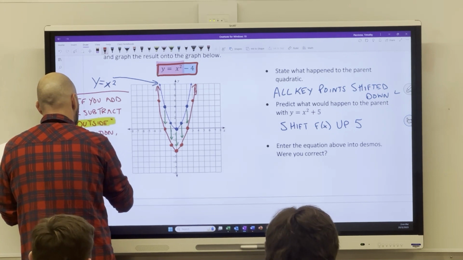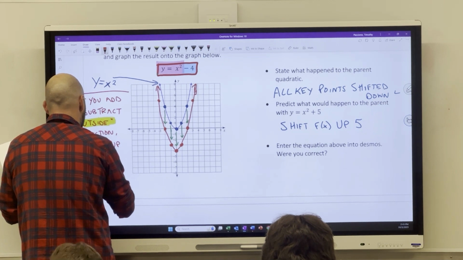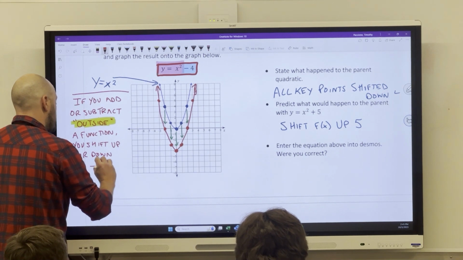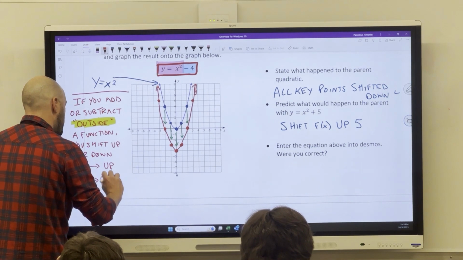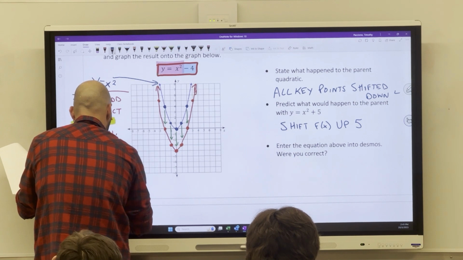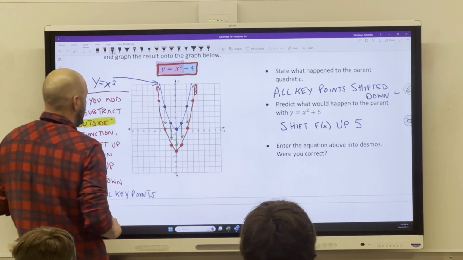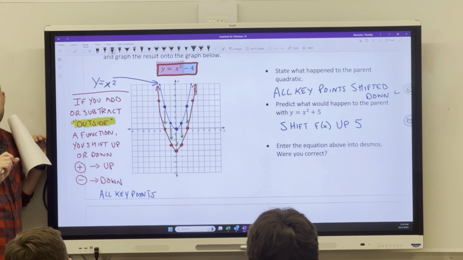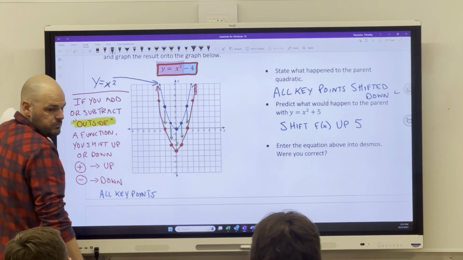shift up or down, okay? And if it's positive, you go up. If it's negative, you go down. And you do it one key point at a time. So it's all the key points. Okay? Now when I say outside, that's going to make more sense when you see inside, okay? Outside just means it's like at the end, after the function, okay?